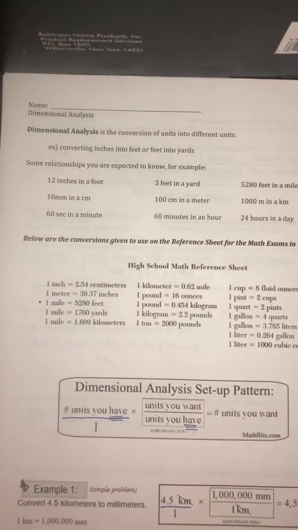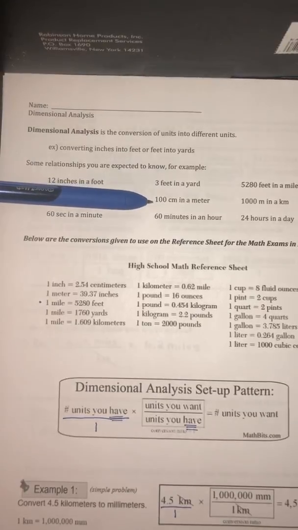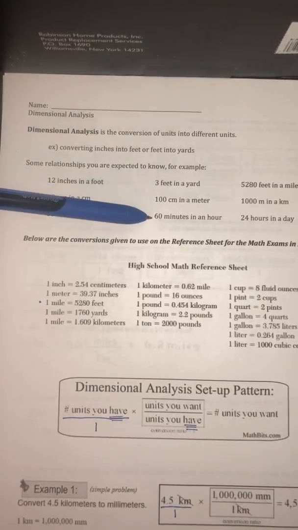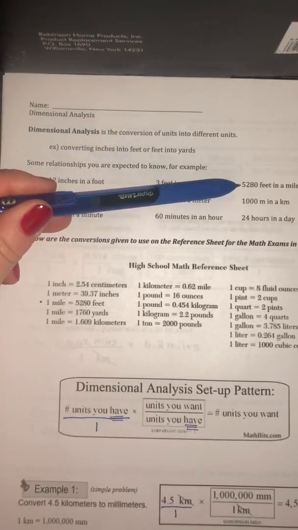So let's take a look at our note sheet. There are some relationships they do expect you to know. There's 12 inches in a foot, 10 millimeters in a centimeter, 60 seconds in a minute, 3 feet in a yard, 100 centimeters in a meter. Remember, this is why the metric system is nice. Centi, the prefix, is telling me it's the prefix for 100. That's why we know there's 100. 60 minutes in an hour. 5,280 feet in a mile.